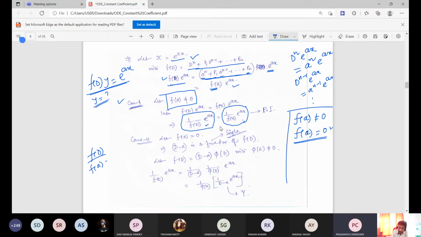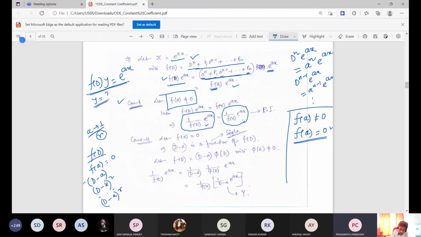That means in f(D) there is a factor like (D − a), or there may be a factor (D − a)², or (D − a)³, or there may be a factor (D − a)^r. Because see, f(a) = 0 means what? a is a root of f(D). That root may appear one time, or the multiplicity of the root may be any integer r.